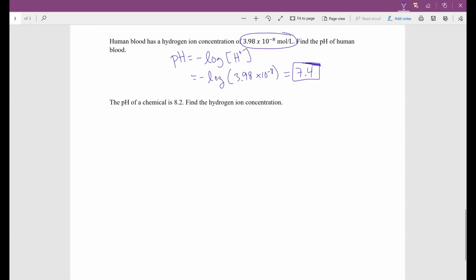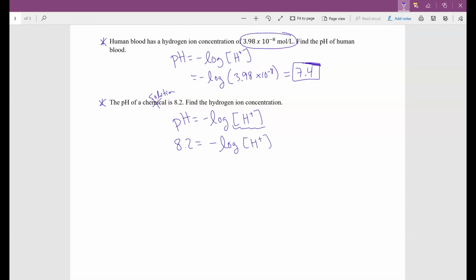Okay. So now let's find out this guy. This actually should say solution, not chemical. But the pH of, let's say this is a solution, is 8.2, so it's a little basic. Find the hydrogen ion concentration. So still, let's just use the pH is equal to the negative log of the H plus. Now in this case, we're solving for this guy. We know what the pH is. The pH is 8.2, which is equal to the negative logarithm of H plus.